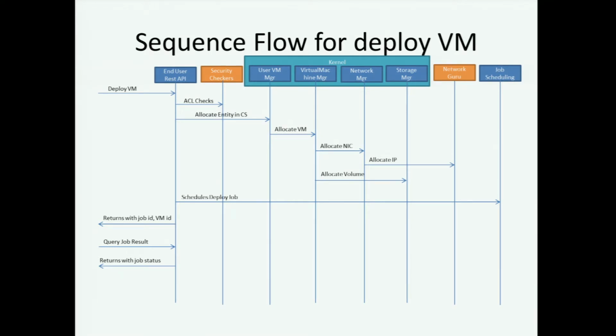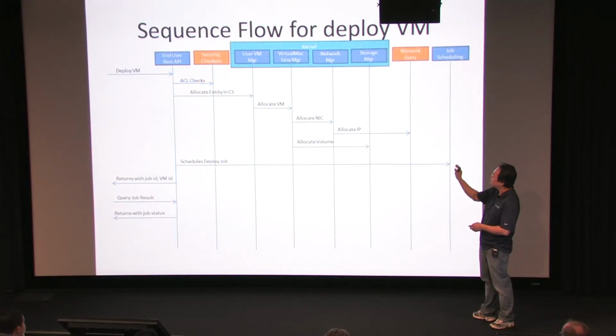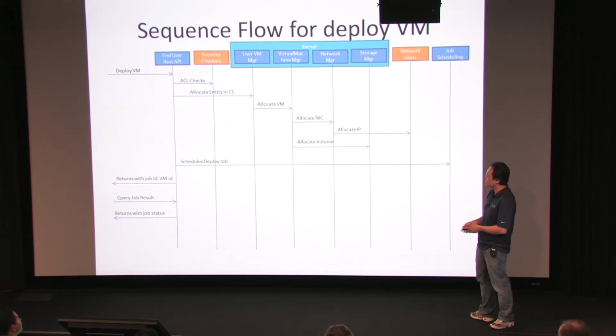PowerPoint here, and so that would be the job between our REST API and the kernel. And we schedule that, and then we return back and say, okay, here's the job ID, and here's the VM ID. And the caller from there on will query the job results. They can also call get VM on the ID and see what its current status is. But to see if the deploy job itself has finished, they just keep querying with the job ID.